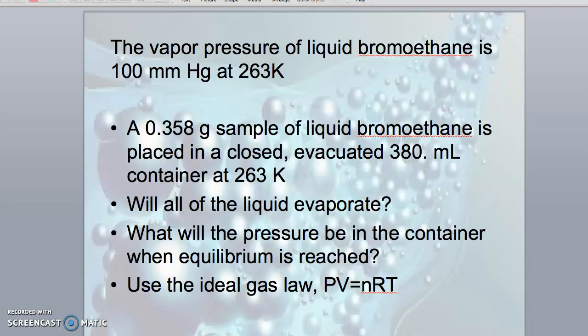So that is a theoretical pressure if every bit of this material went to the gas phase. Now, however, the vapor pressure is 100 millimeters mercury, so we can't get to 142. What this means is that our pressure is going to be 100 millimeters mercury, and we're going to have liquid present. The extra liquid is not going to completely evaporate. It's going to condense, so we'll have liquid with a pressure of 100 millimeters mercury.